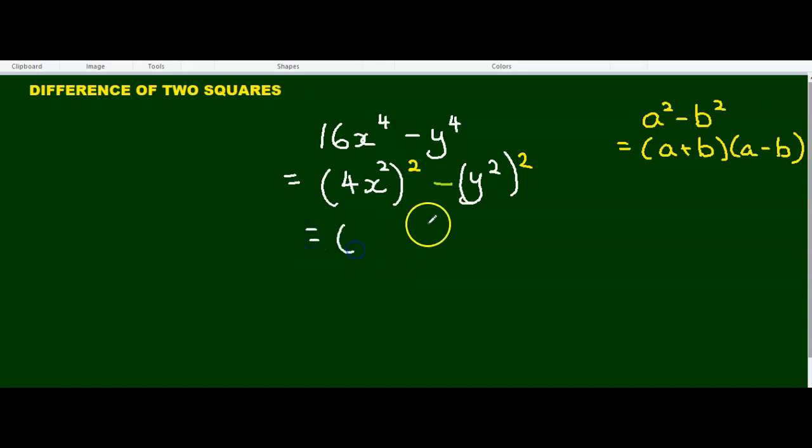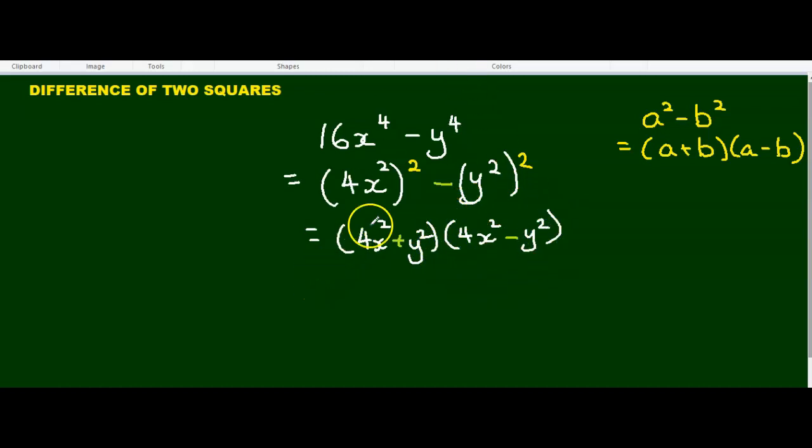So let's put it in our form of (a plus b)(a minus b). In this case, our a is 4x squared and our b is y squared. A plus and a minus in there. Now, we're not done yet. If you notice over here, we still have another difference of two squares.